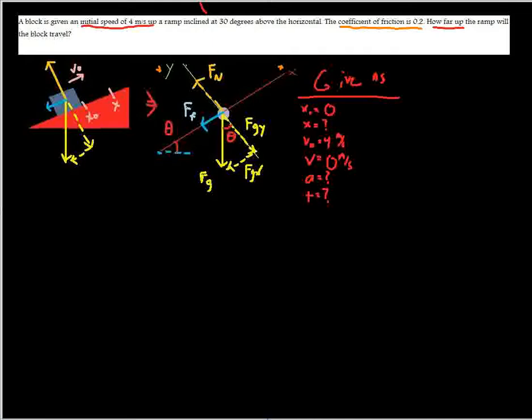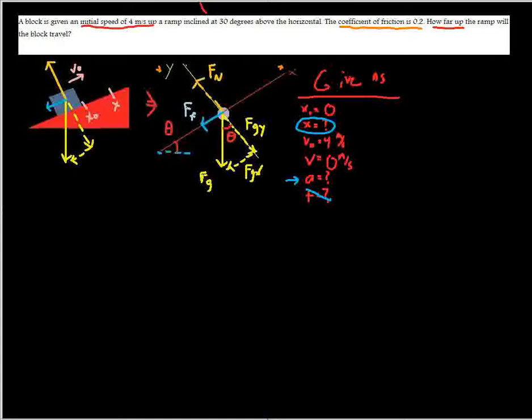So those are my two unknowns. I don't know how long it's going to be accelerating, or what the acceleration will be. Because I have information on forces, that doesn't help me with time, but it does help me find the acceleration. So if I get the acceleration, I should be able to use the no-t equation to figure out what this position is. If I can find the acceleration, then I can figure out how high up the ramp this box goes.